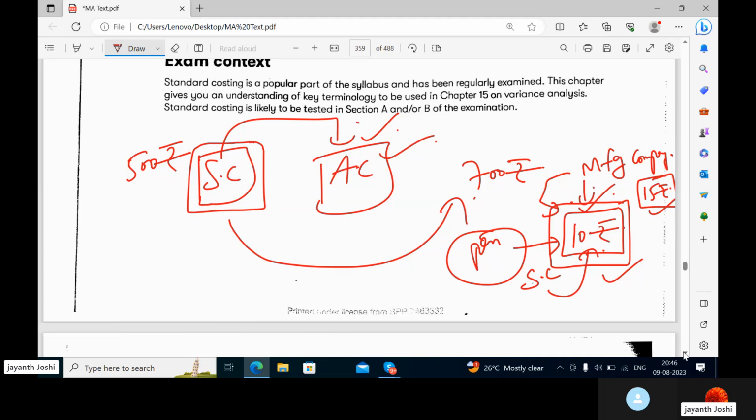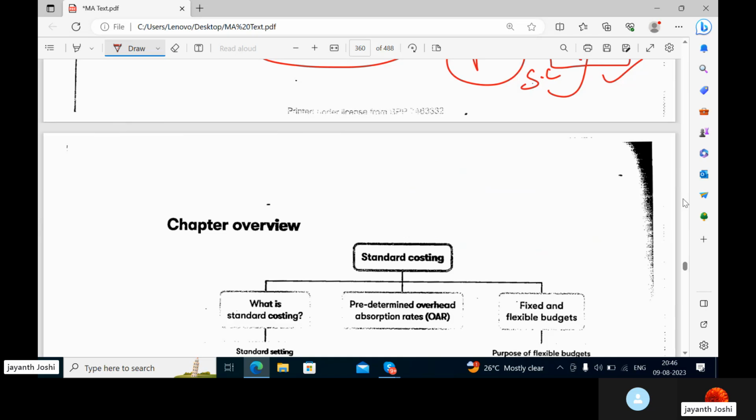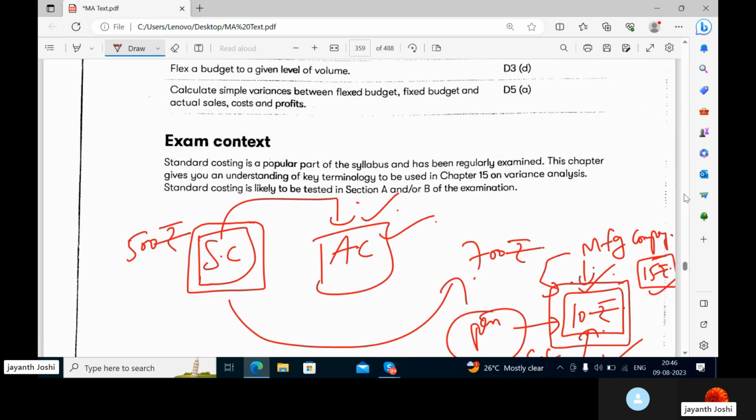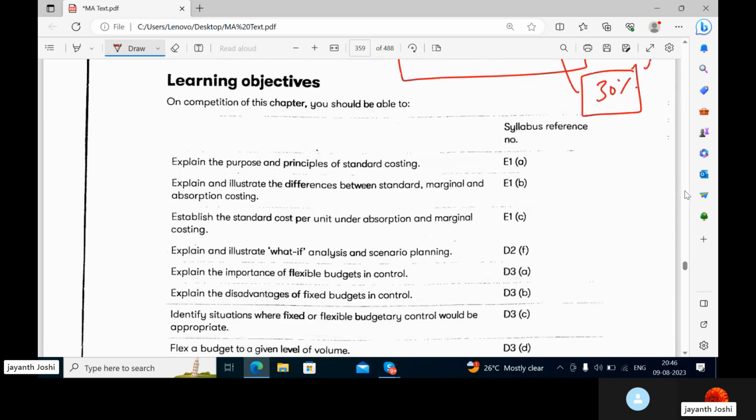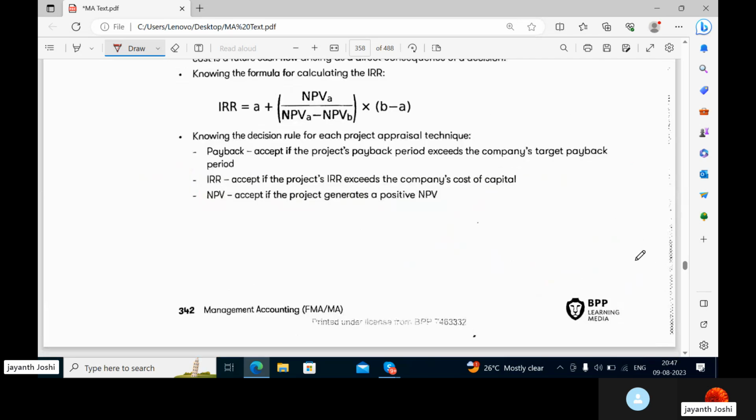Now, point number three. Since we have understood that we should always have a standard, because we cannot estimate what is going to happen in actuality or what is going to be the actual outcome. We can never estimate that. What we can do is create a standard and compare that standard with the actual, and we can definitely understand how our performance has been.